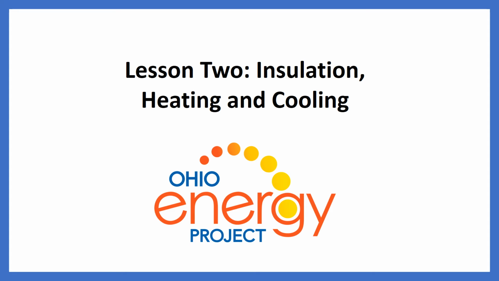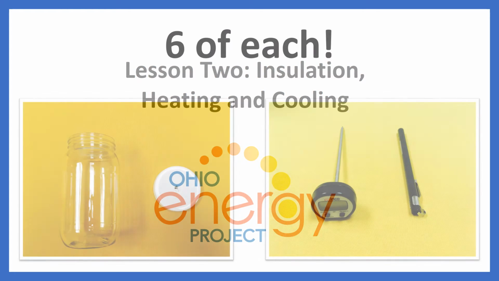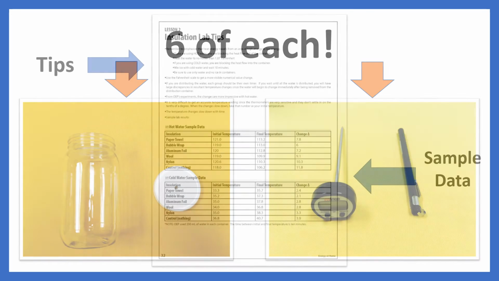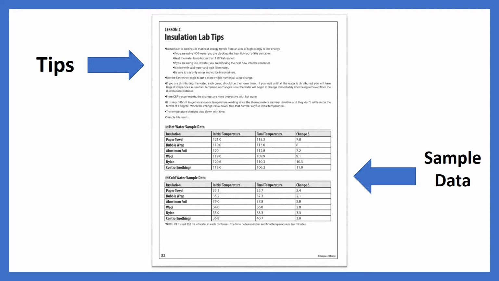Lesson 2. Insulation, heating, and cooling. Included in your returning teacher materials, you will find 6 insulation containers with lids, as well as 6 digital thermometers that you can use with this lab. In your teacher guide, you will now find that this lesson includes a lab tips sheet, complete with sample data for comparison to your classroom experiment.